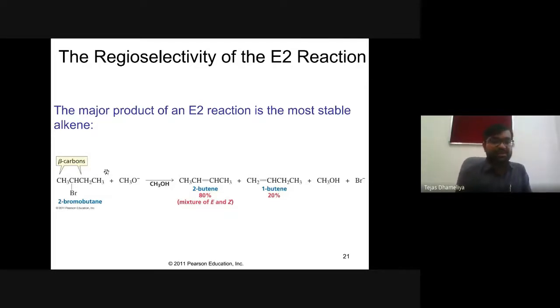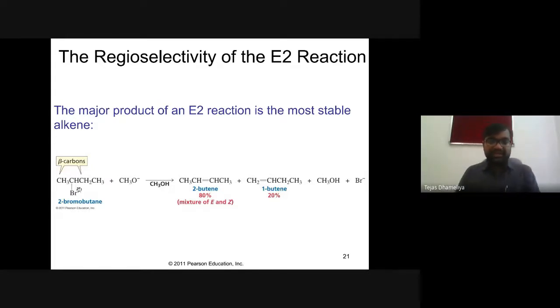Okay. So for example, if we have 2-bromobutane, where the bromine is attached to the second carbon, there are 2 beta carbons. And if we remove any one of the hydrogens, it will lead to 2 different products. Let us say 2-butene as well as 1-butene, along with the formation of methanol and bromide from methoxide ion and 2-bromobutane.